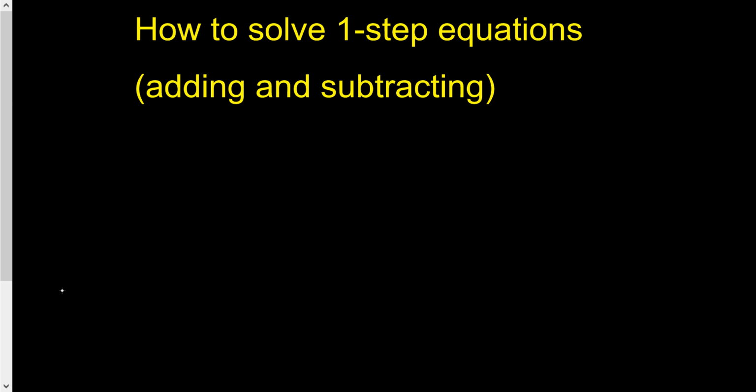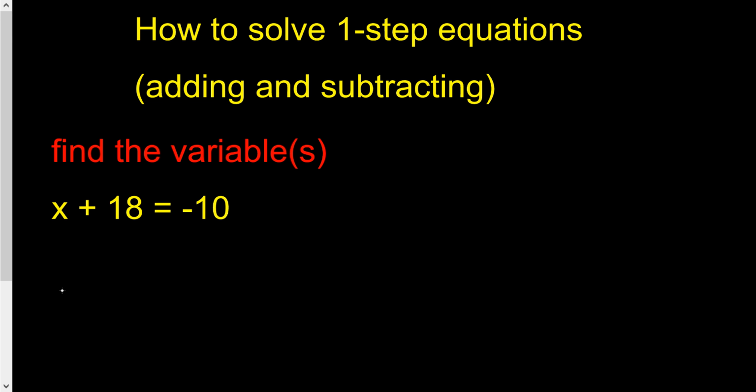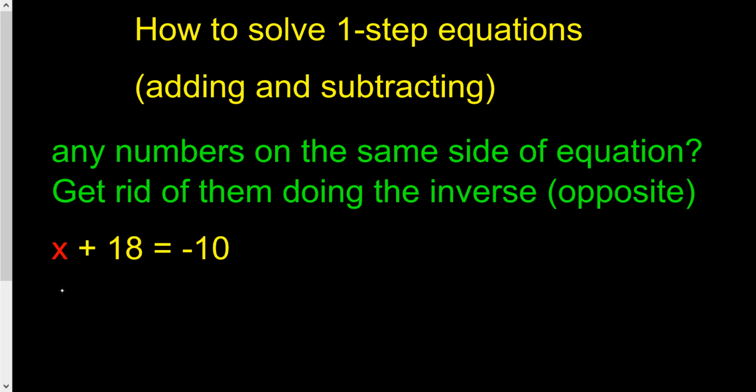We're going to take a look at one-step equations using addition and subtraction to solve. When you have an equation, the very first thing that you have to do is locate the letter, the variable. In this case, it's the x. After you do that, you have to figure out what numbers you have to get rid of. Any numbers on the same side of the equation as the variable are the numbers you have to get rid of.